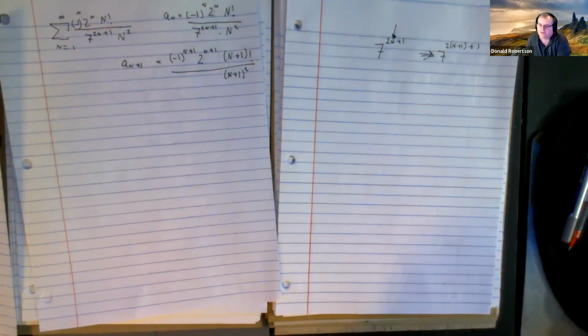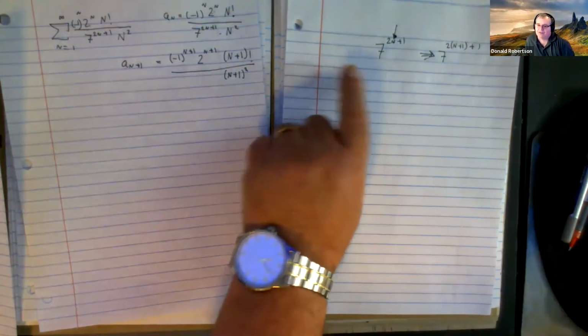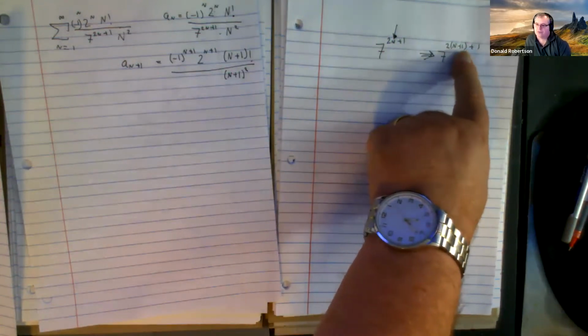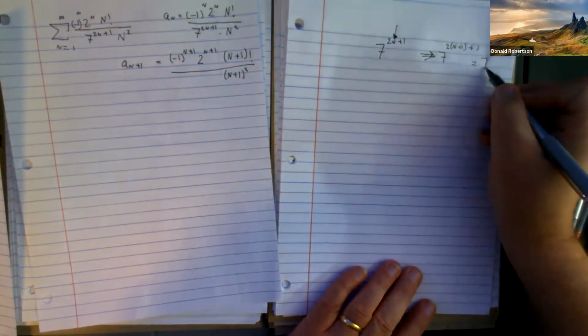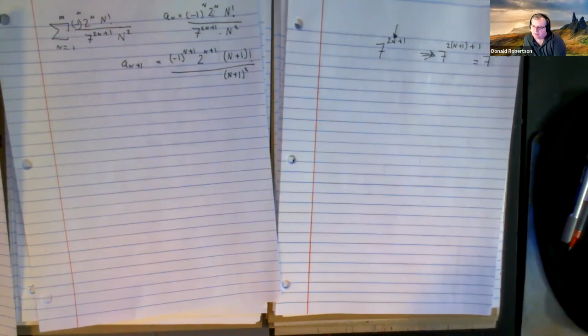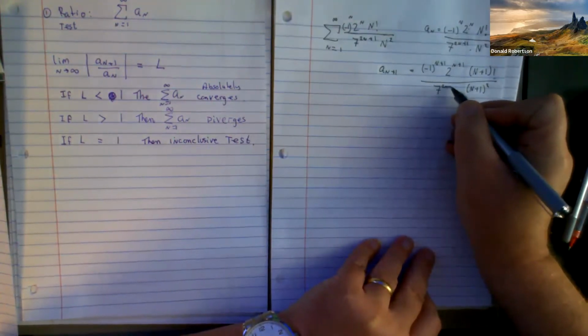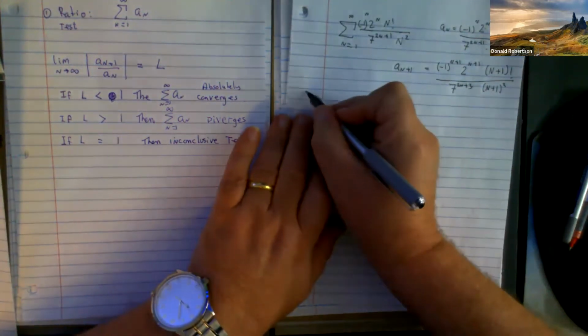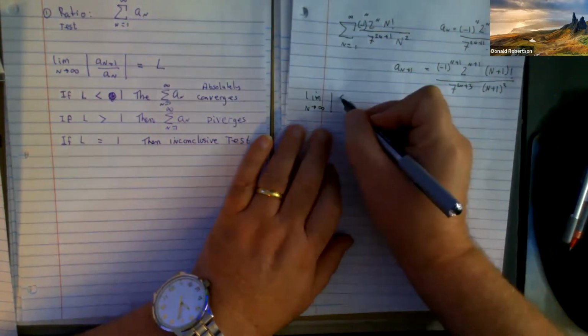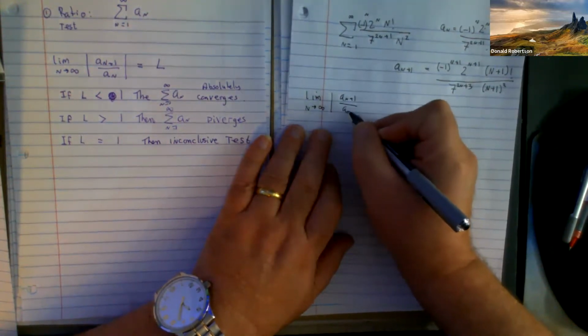Are you comfortable with what I just did there? The n is going to get replaced by n plus 1. So it's 2 lots of n plus 1, add 1, which if you tidy it up is 7 to the 2n plus 3. Are we okay with that? That's the weird one. So we have 7 to the 2n, add 3. And then the ratio test is the limit as n tends to infinity of a_(n+1) over a_n.